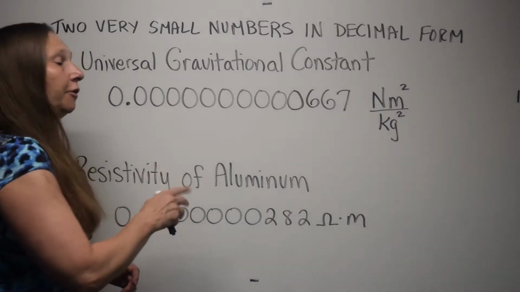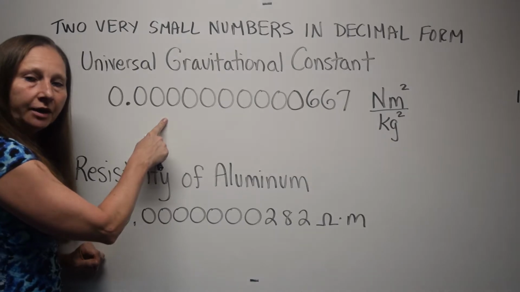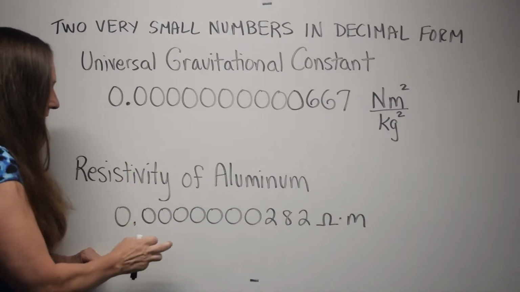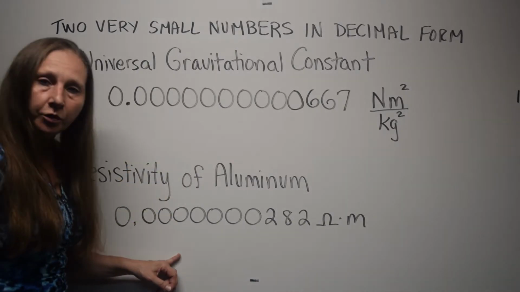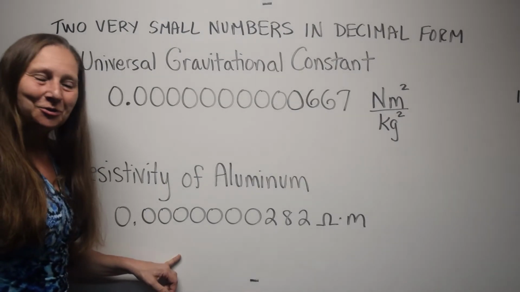Now we have two very small numbers. This number is found on the first page of your physics reference tables. This number is found on the 4th page on a chart that says resistivities.